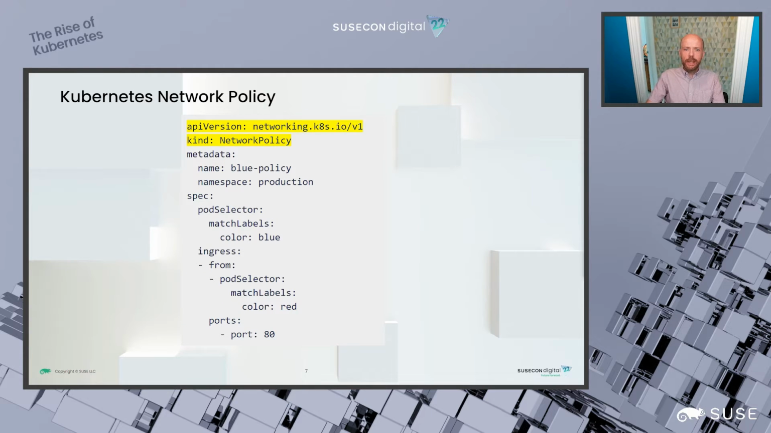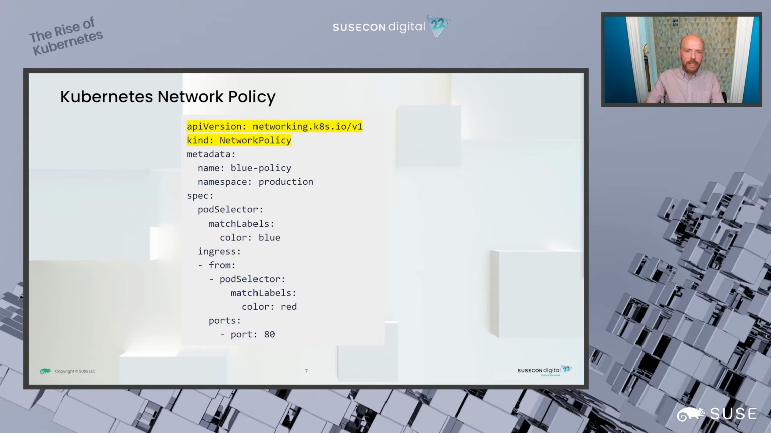So here's a Kubernetes network policy. This is what it actually looks like. We can see that the API version and the kind are highlighted in yellow. The reason for that is the API version networking.k8s.io tells us that this is a Kubernetes network policy as opposed to a custom resource type, and we'll talk more about that later. The kind is network policy, which is self-explanatory.